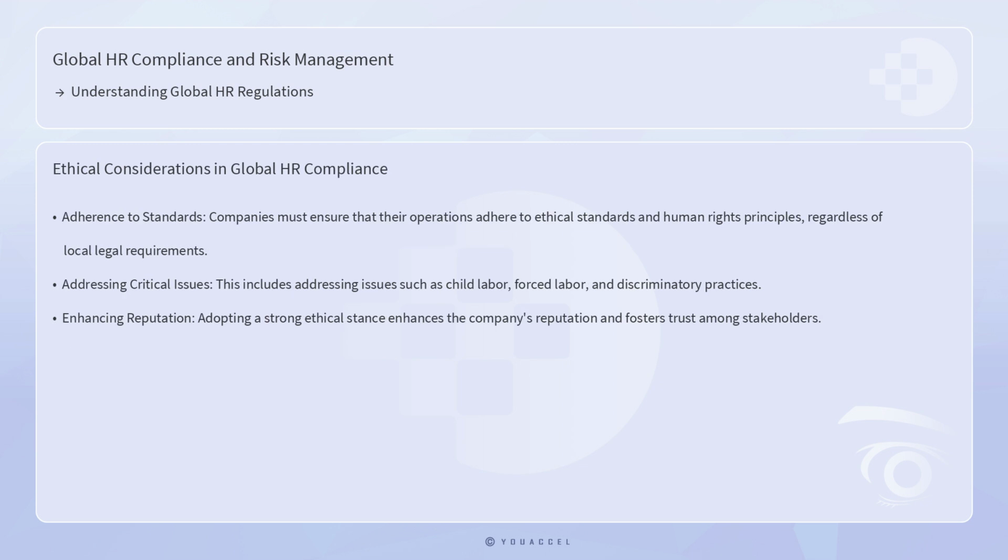Moreover, ethical considerations play a significant role in global HR compliance. Companies must ensure that their operations adhere to ethical standards and human rights principles, regardless of the local legal requirements. This includes addressing issues such as child labor, forced labor, and discriminatory practices. Adopting a strong ethical stance not only helps in compliance, but also enhances the company's reputation and fosters trust among stakeholders. For example, the United Nations Global Compact provides guidelines for businesses to align their operations with universal principles on human rights, labor, environment, and anti-corruption.